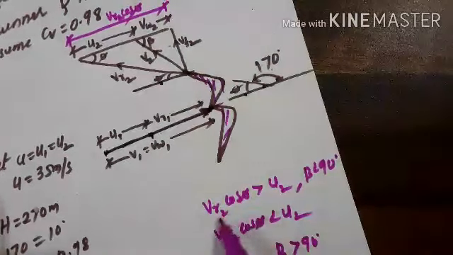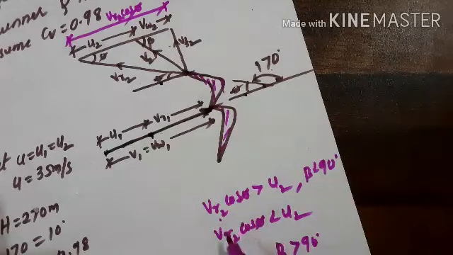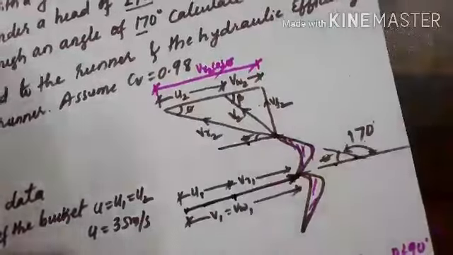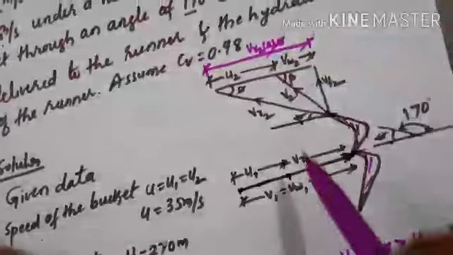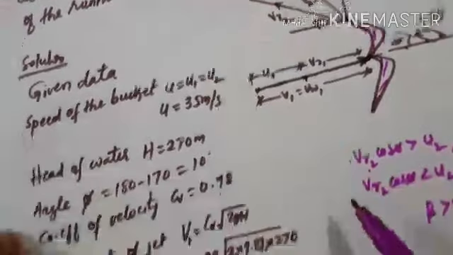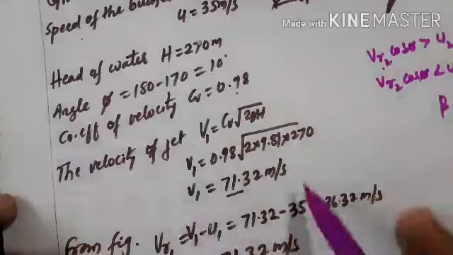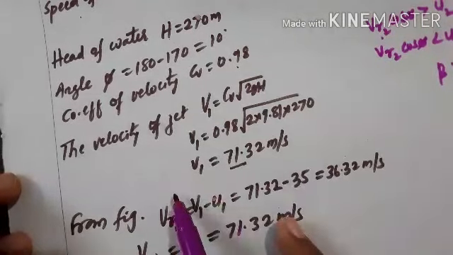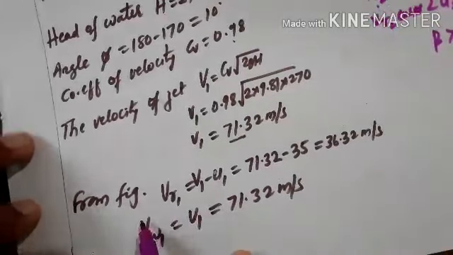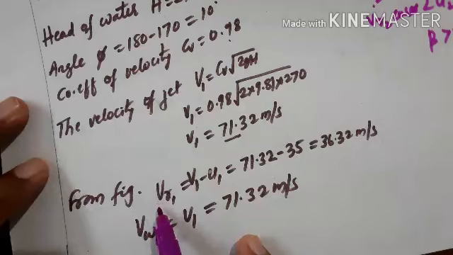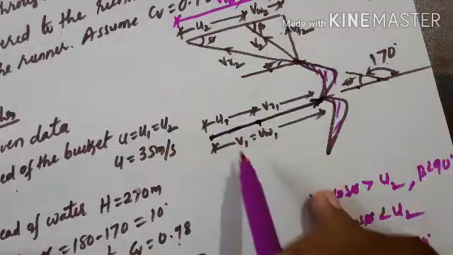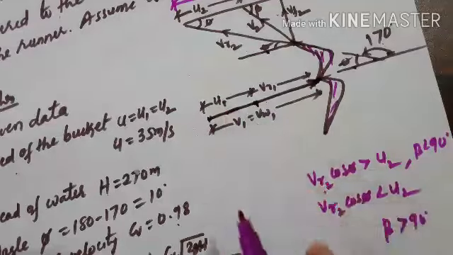So based on this quantity also you can decide the outlet velocity triangle. Okay, so that kind of problem we will take next. First you write all the given data, calculate the velocities here, then from the figure, that is from the inlet velocity triangle, calculate Vr1, that is V1 minus U1. Vr1 will be V1 minus U1 because this V1 and U1 we know.